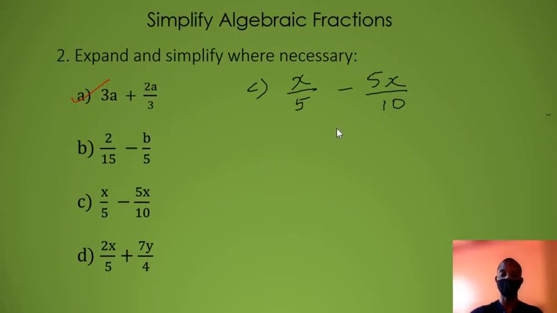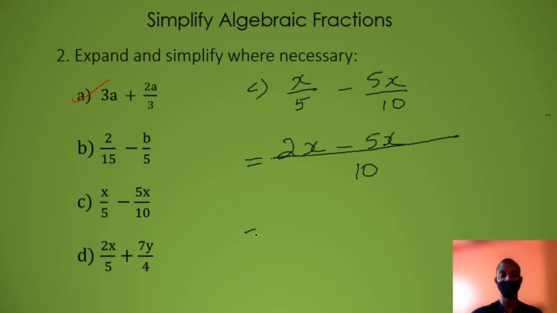Now, let's have a go at part C of number 2. x divided by 5 minus 5x over 10. Pause the video and have a go at it, and then return to compare your solutions with mine. Well, the LCM of 5 and 10 is 10. 5 goes into 10 how many times? 2 times. So we say 2 times the numerator of x, which is 2x. 10 goes into 10 once, and so we have 1 times 5x, which is 5x.